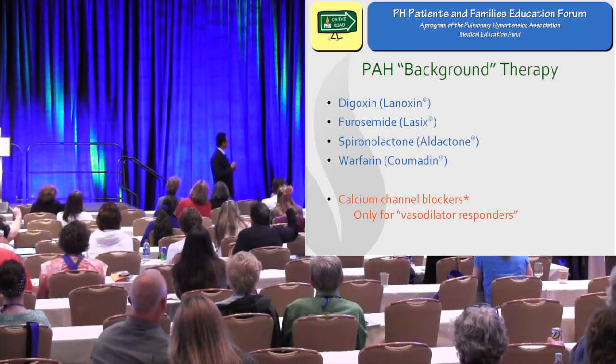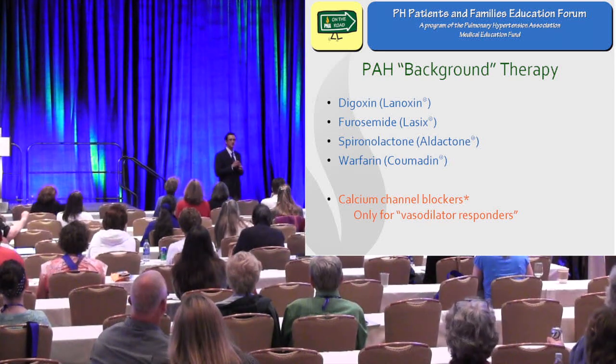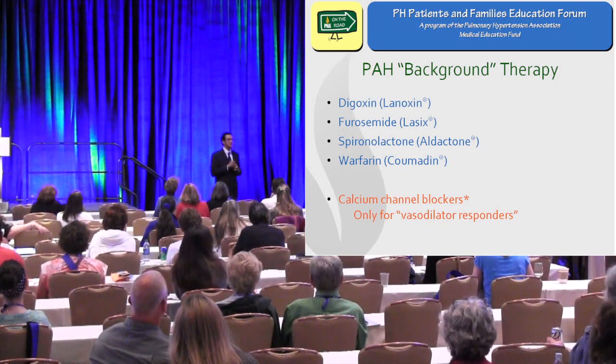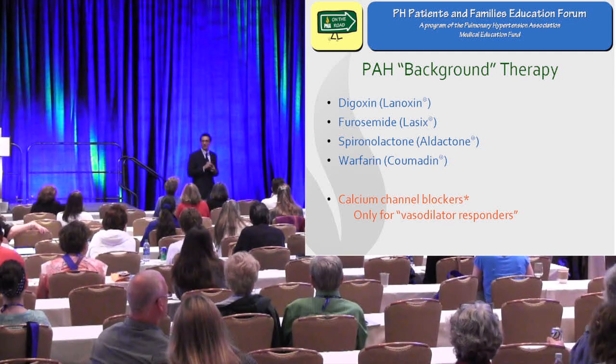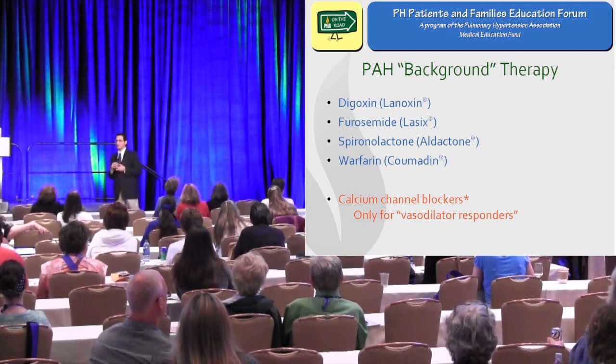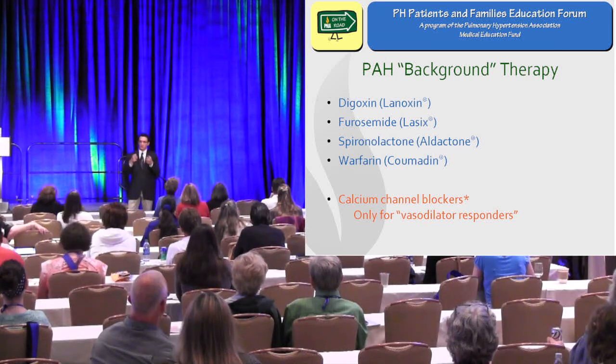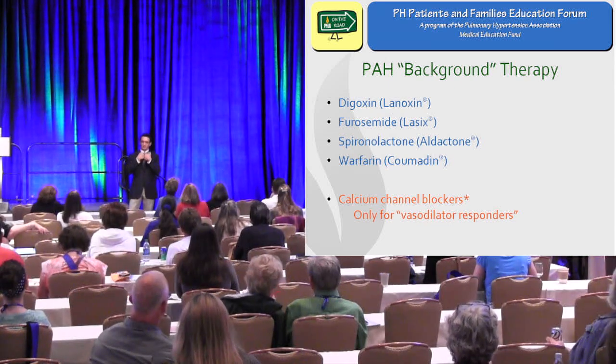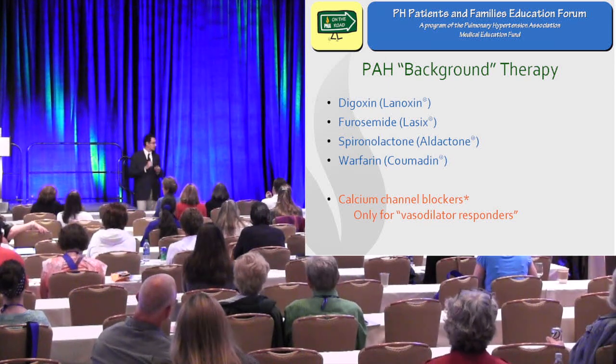Aldactone, same thing. Coumadin for pulmonary hypertension, only one. Two. Two of you are taking Coumadin, three, okay. So it's rare to use in scleroderma, but it's a blood thinner to reduce the platelets from sticking to each other when the vessels get narrowed.